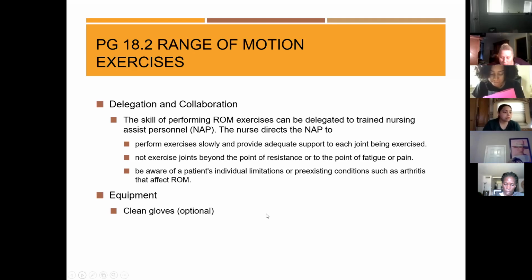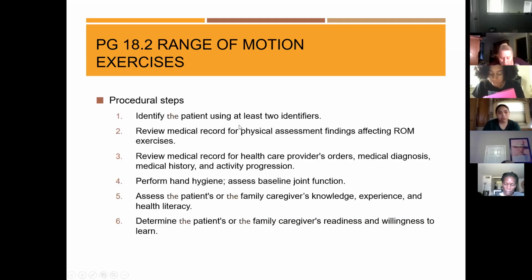All right. Same thing we do with everything we do to our patients. Identify your patient, check their orders, check any of their physical assessments and their histories to figure out what's going on, right? Find out if there's any range of motion restrictions, right?